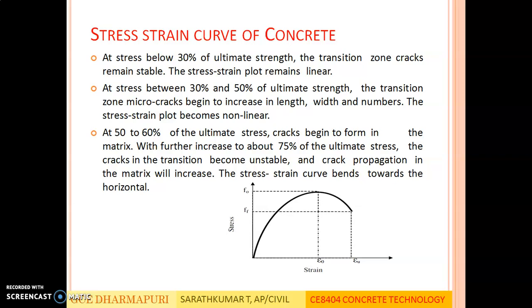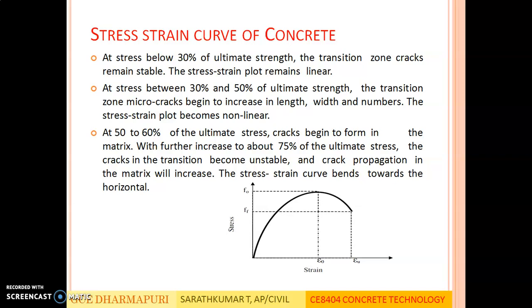You can see the stress strain curve of concrete at the bottom. At stress below 30% of ultimate strength, the transition zone cracks remain stable. The stress strain plot remains linear. So up to 30% of the ultimate load, the stress strain curve of the concrete remains linear.